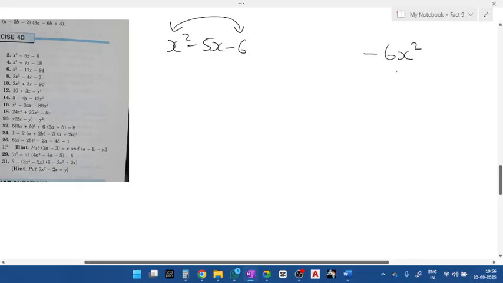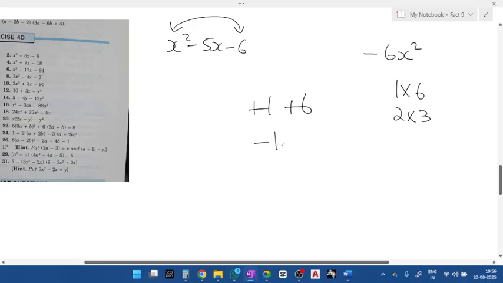Okay, find all the factors of 6. 1 into 6. And so when you add and subtract, which one gives 5? Both give 5, right? If you're getting confused here, both are giving 5, students. Take 1 and 6. When you add them, what do you get? When you put plus, 7.